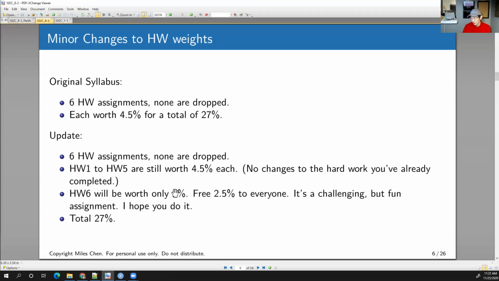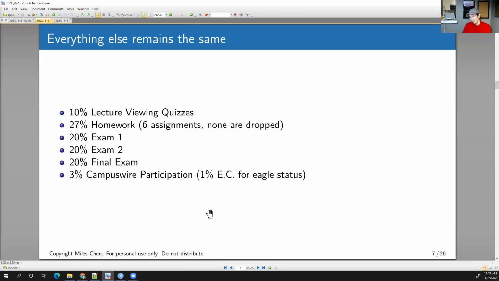So I'm reducing the weight of homework 6. Okay. So homework will still account for a total of 27%, but as far as homework 6 goes, I've reduced its weight down to 2. Okay. So just a couple of changes, but I hope this will help out students who are struggling, and I hope this will greatly reduce the number of students who won't be passing the class. Because I don't want that.